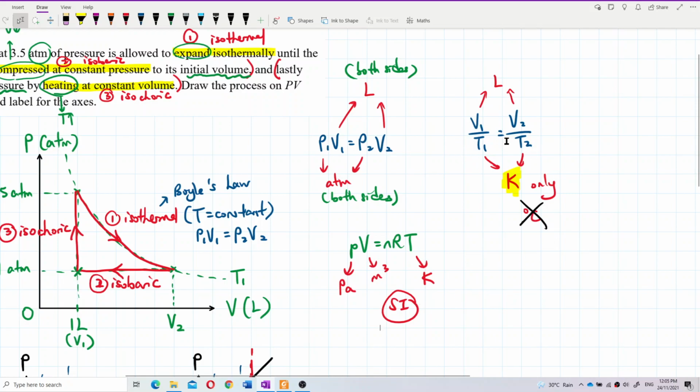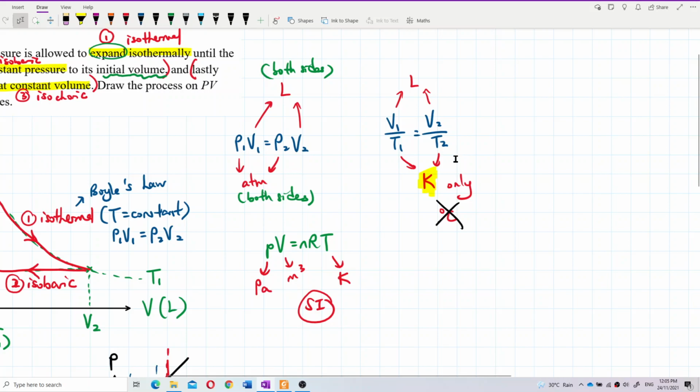But for this temperature, it is special. You cannot put degree Celsius. You must be in Kelvin. Why is it so troublesome? Why can the volume be put as liter, a non-SI unit, but the temperature must be in SI unit? Because you see, 1 liter is 1 dm cube, which is 10 exponent negative 3 meter cube. You see that? It's a multiply.